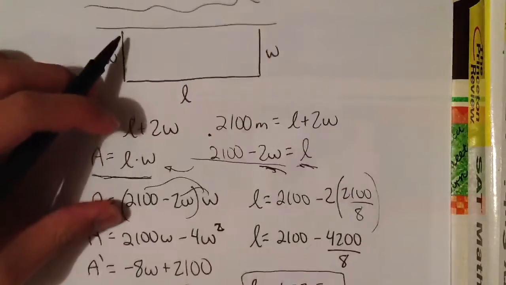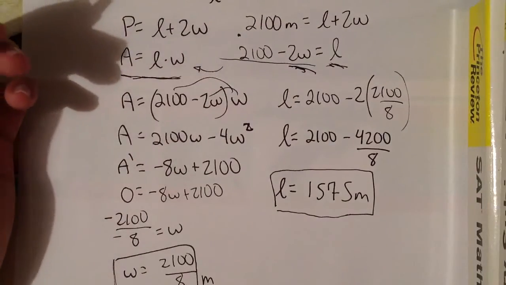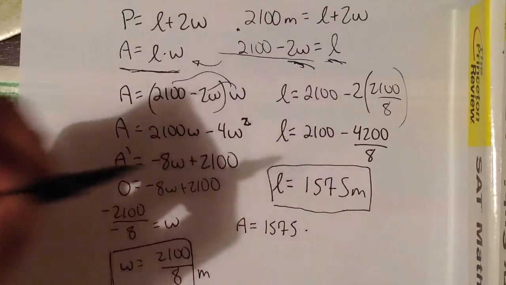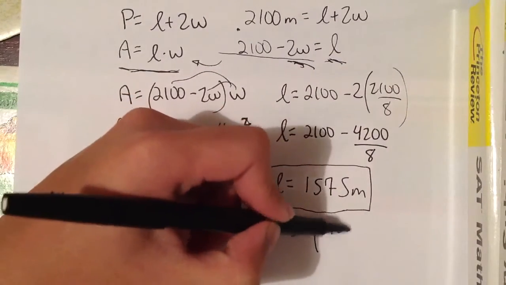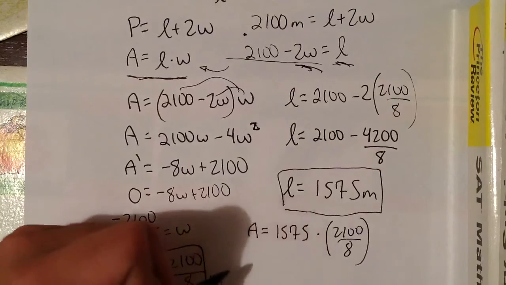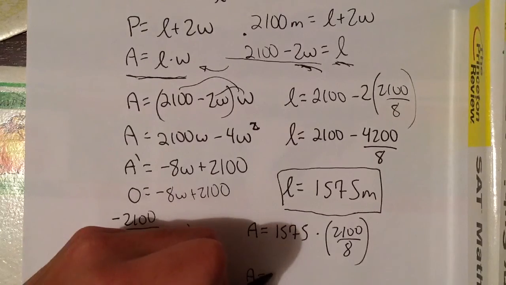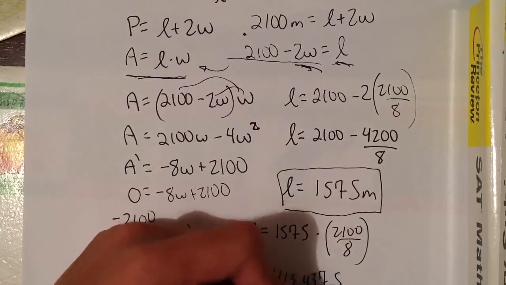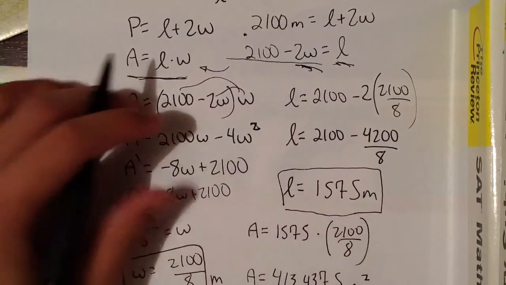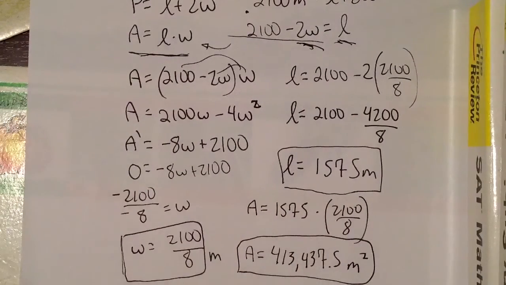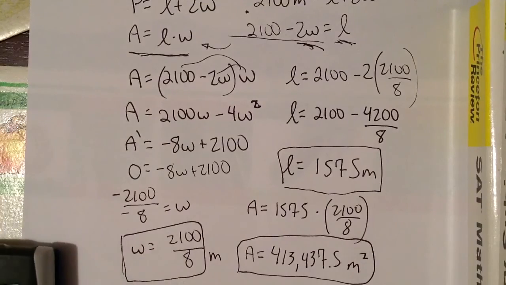Now I also asked you for the maximum area. So the area is just 1575 times the width, which is, whoa. So the area would be 413,437.5 meters squared. And that's it for today.